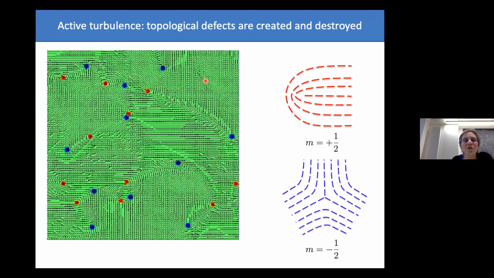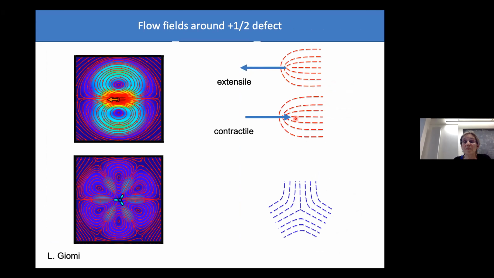And these plus a halves are motile. They move because there are gradients in the order parameter, and so they're stresses. The plus a half defects move in this direction in extensile systems, and they move in that direction in contractile systems, at least in the continuum models. They also set up flow fields. The flow field around a plus a half defect looks like this. The minus a half defects have this interesting six-fold flow field, but they don't move because the flow fields balance. These are the properties of topological defects we understand from continuum systems.